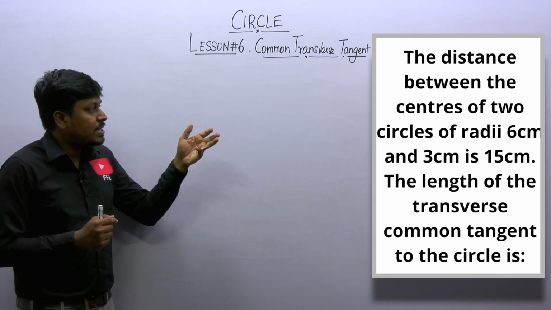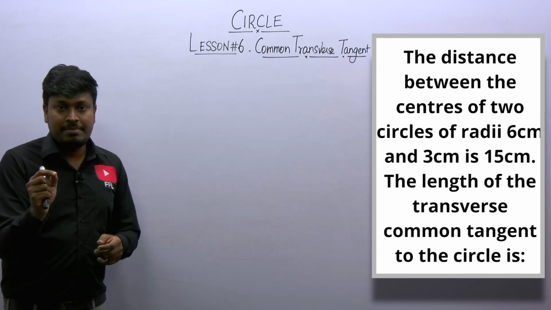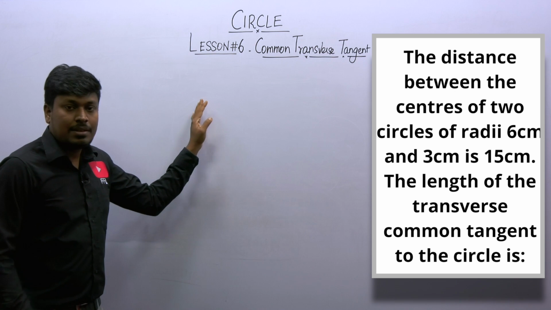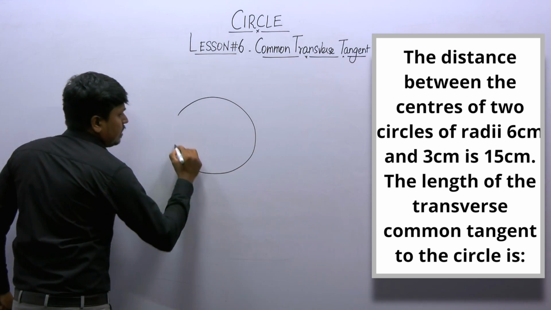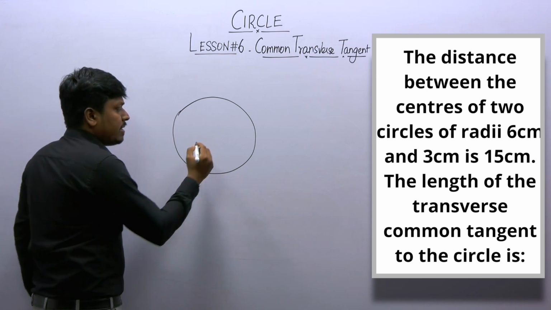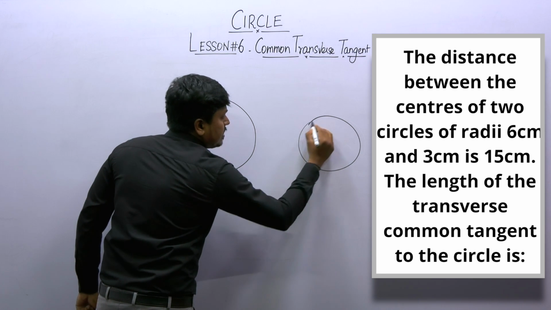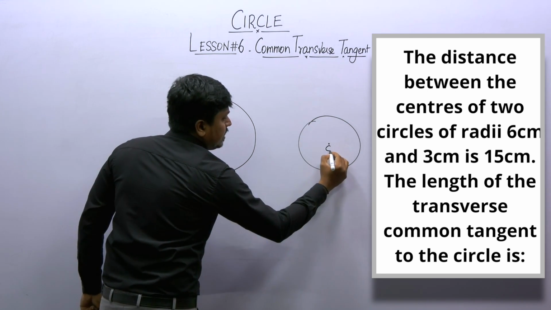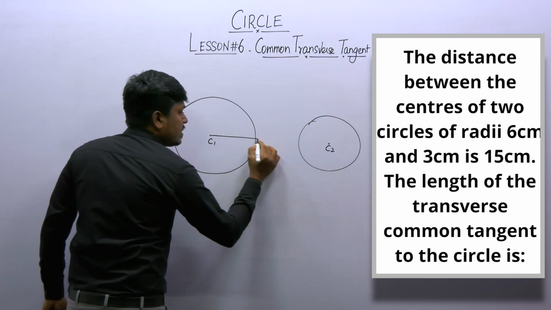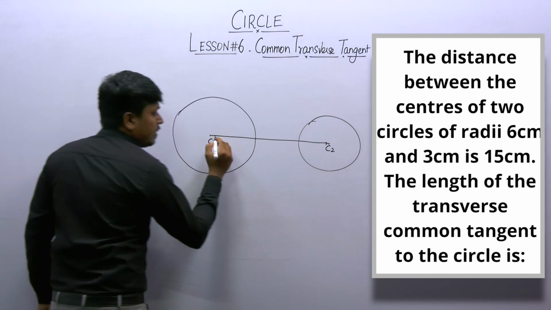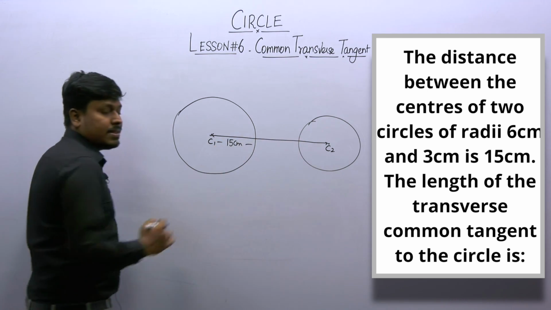And what are all the values they have given us? The distance between the centers of the two circles is 15 centimeter, and the radius of each circle is also given. First let me draw the diagram. Let me assume this circle has a radius of 6 centimeter, circle number 1. Similarly there is another circle with a radius of 3 centimeter, circle number 2. In the question itself they have given the distance between both the center points of the circles as 15 centimeter. Understood? So the total distance is 15 centimeter.